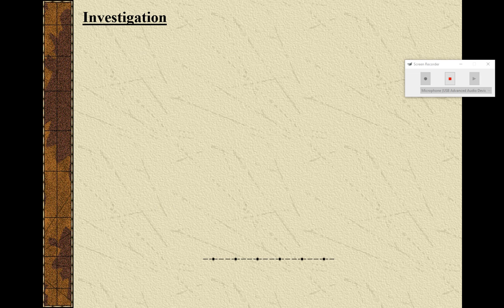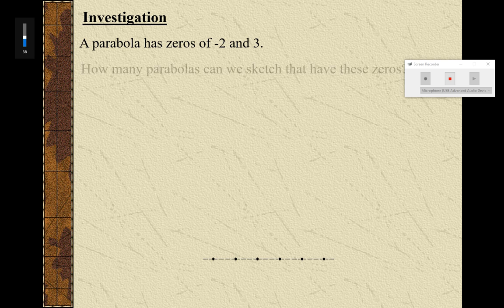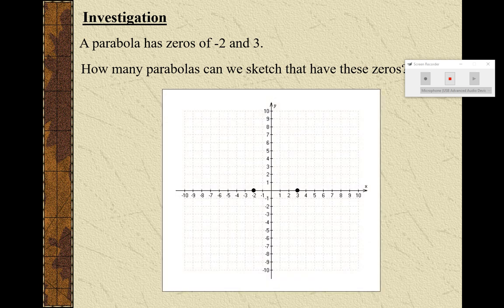So here's my investigation. A parabola has zeros of -2 and 3. How many parabolas can you sketch that have those zeros? And the answer is many. There's an infinite number of parabolas that can have those zeros. Here they come. You don't have to draw them all. My PowerPoint gets completely out of hand. But you can just draw a few to get the idea here.